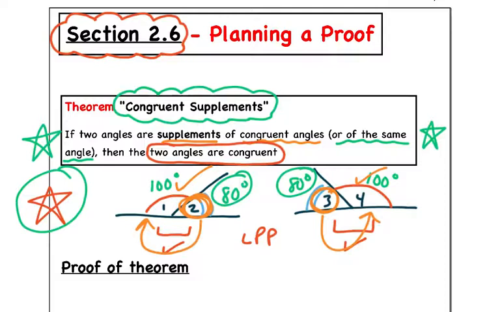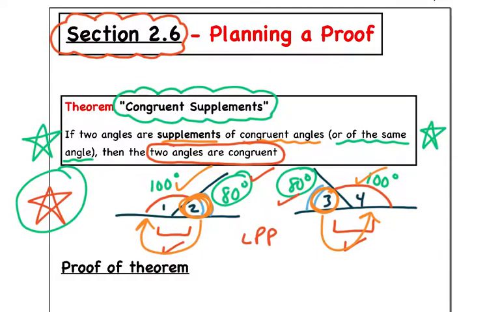It just makes sense. And here we proved it kind of with just some numbers. So we showed that 80 is congruent to 80, so 2 is congruent to 3. Okay, that's the congruent supplements theorem. If two angles are supplements of two congruent angles or of the same angle, then those two angles are congruent.